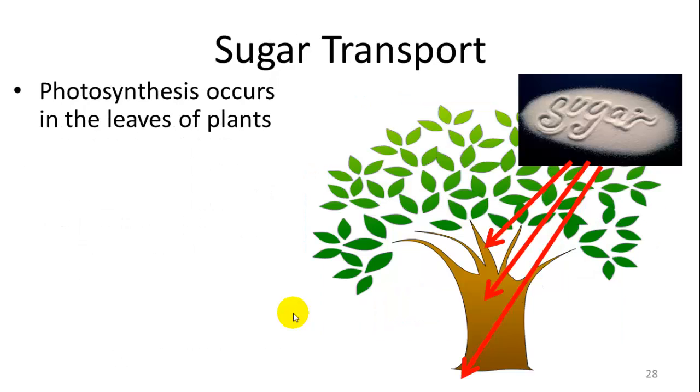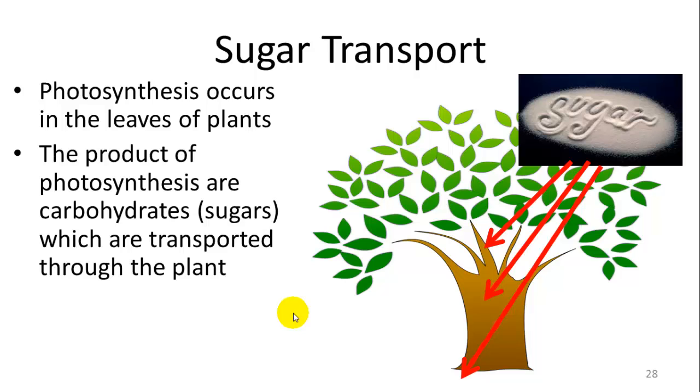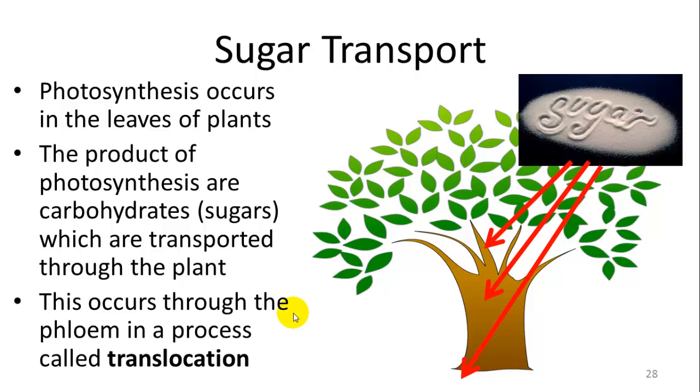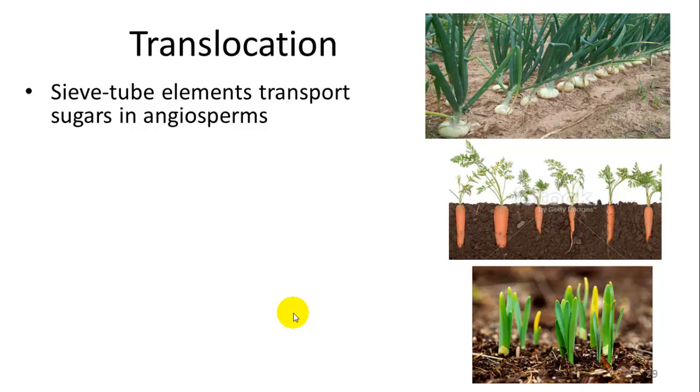All right, so that's water transport. Now we're going to talk about sugar transport, which occurs through the phloem. It starts at the leaves, and during photosynthetic periods, sugars are formed at the leaves through photosynthesis, and then are transported throughout the plant. And it occurs through the phloem in a process called translocation.